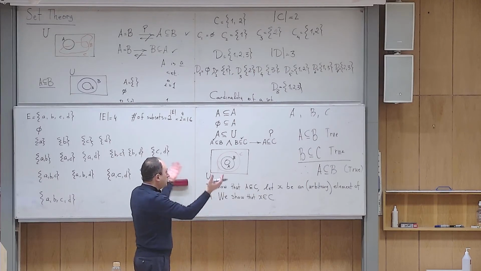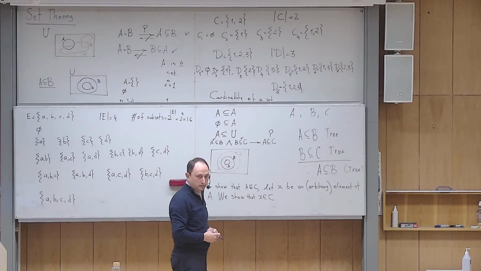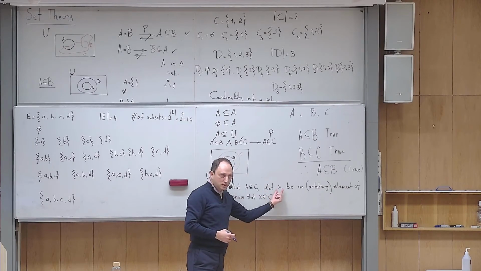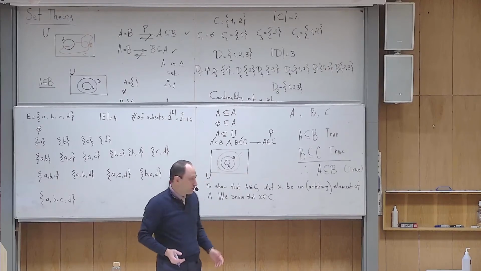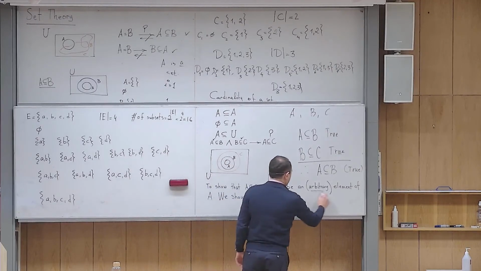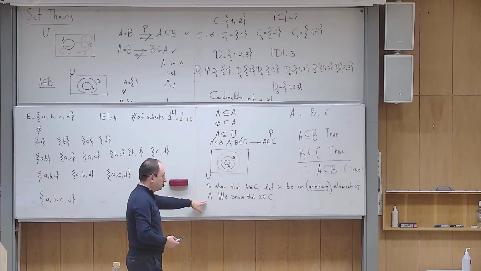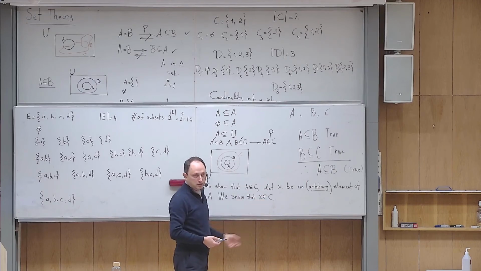But I cannot work with any old elements, and I don't even know how many elements there are. So I take X as a representative for an element in A. Which element? I don't care. This is why I call it arbitrary. So I would say: let X be an arbitrary element of A. I show that X also belongs to C.